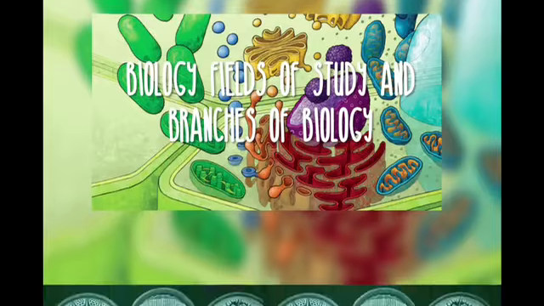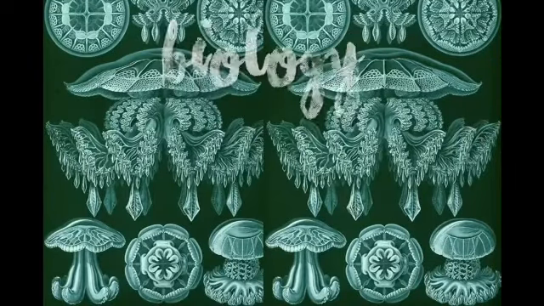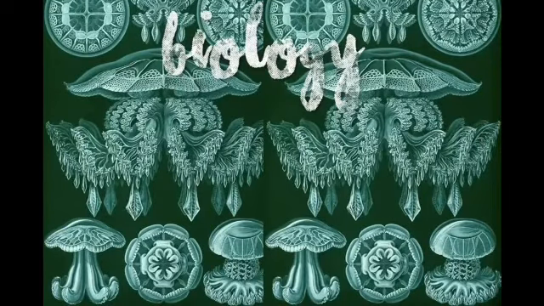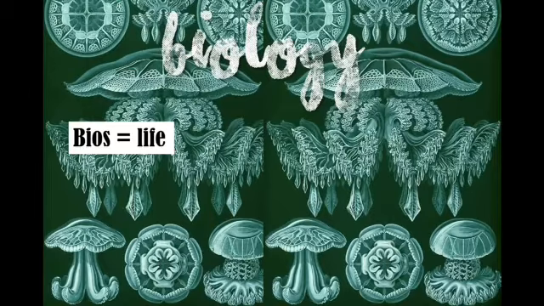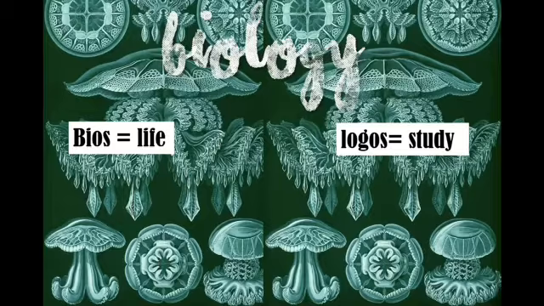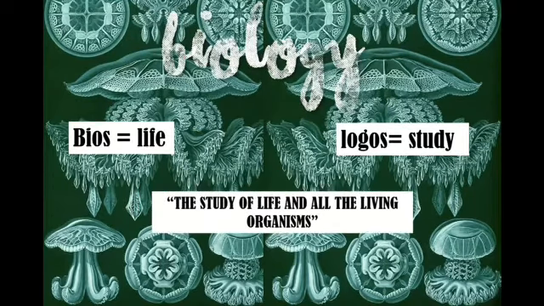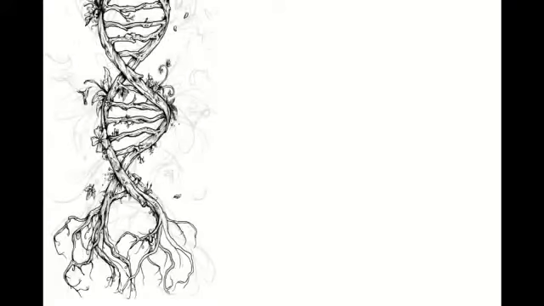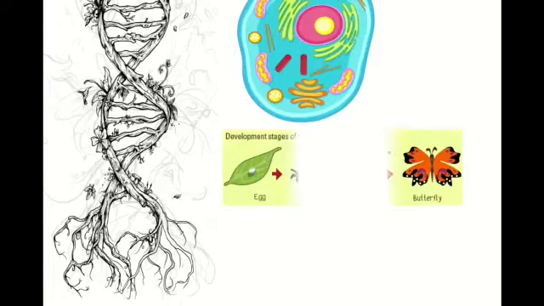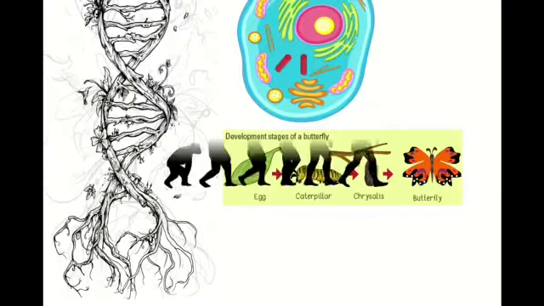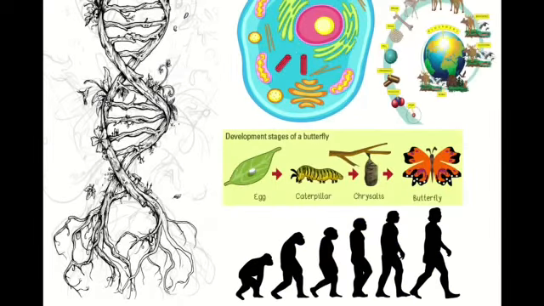To define biology's fields of study, first we have to know what biology is. The word biology is composed by the Greek words bios, that means life, and logos, that means study. So we can understand the term biology as the study of life and all the living organisms. It examines the structure, function, growth, origin, evolution, and distribution of living things.